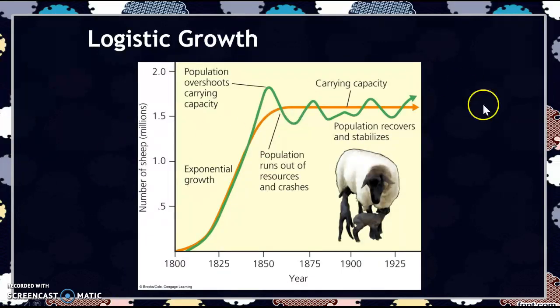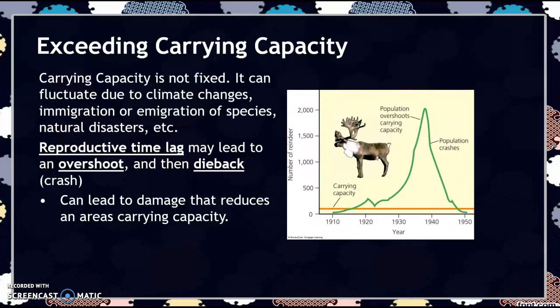Sometimes we have things called overshoots, which we'll discuss later in this presentation, where my population goes way too far over, then it comes way back down and it starts to crash. So, carrying capacity, again, not fixed. It can fluctuate due to climate changes, immigration, emigration, natural disasters, boom in the availability of a resource.